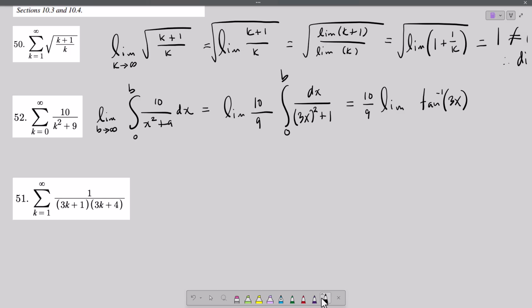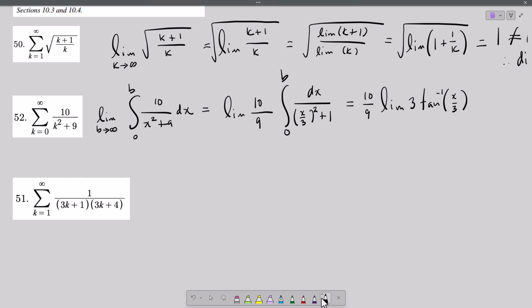Is it 3x or x over 3? It is x over 3, thank you. So arctan of x over 3. And then what do we have to do? Divide by 1/3, which is the same thing as multiplying by 3. I did the other way, the 1 over a. Oh yeah, that would also work.